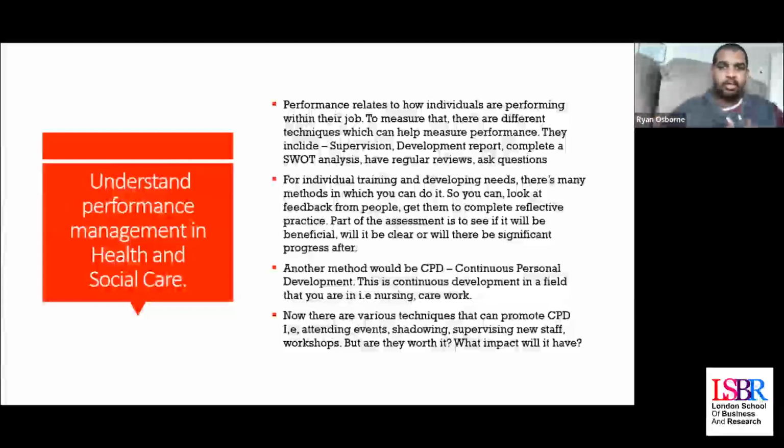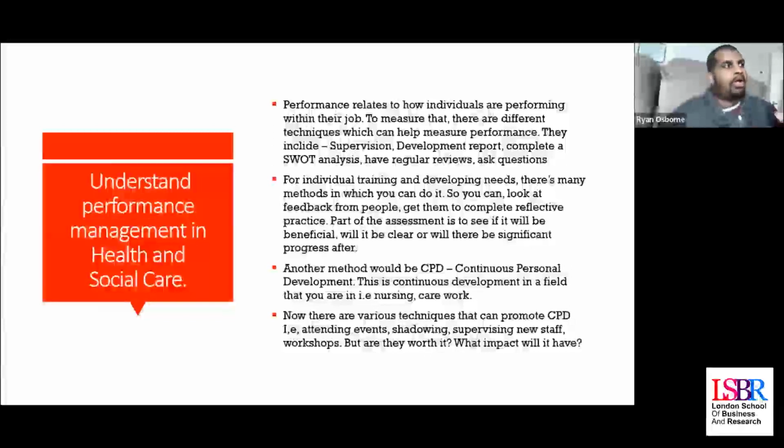So for every client you work for, you'll update them on the client, like the service user, and you'll be telling them certain things around the job. And you may even have workshops. But then you've got to think about, is it worth it? What impact will it have?